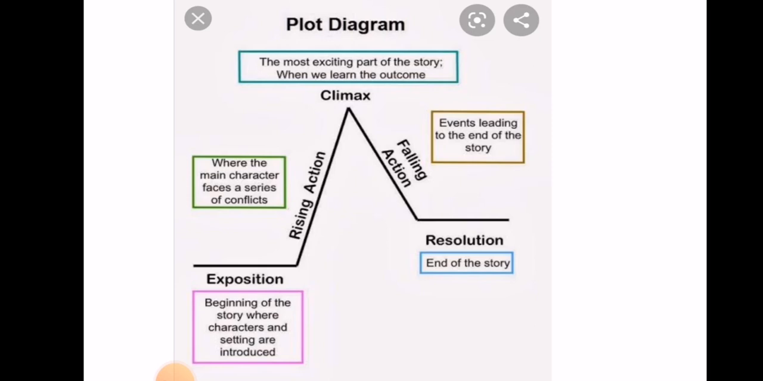Now, it is very important to understand that there is a small graph which you need to keep in your head while writing a story. These are the elements of story writing. The story starts with the beginning where the characters and settings are introduced, and then there is the rising action where the main character faces a series of conflicts, and then it's the da da da moment, the climax, where the most exciting part of the story is happening. And then slowly the events lead to the end of the story, and finally there's a conclusion or a resolution where you end the story.